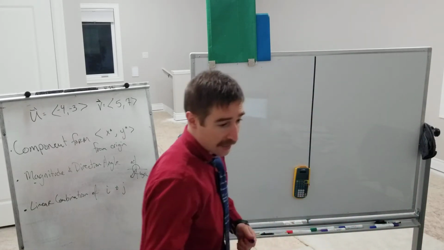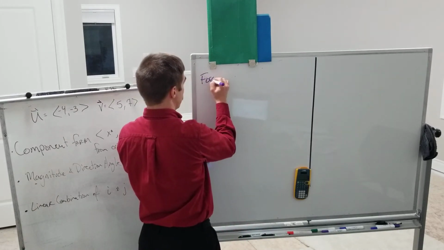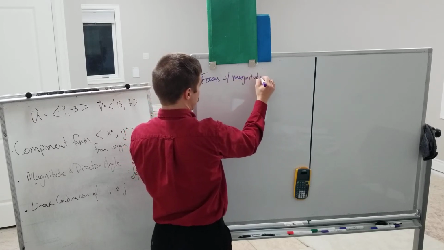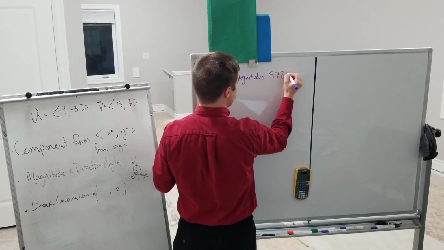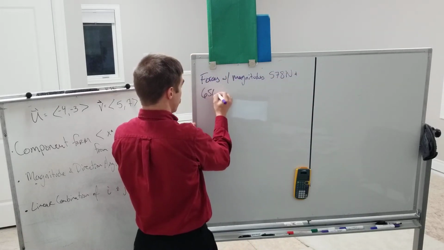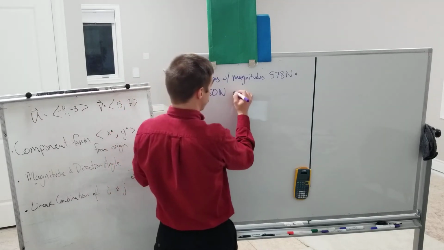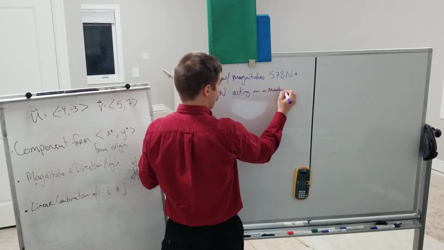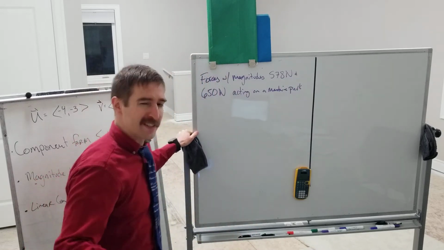All right, we have two forces with magnitudes of 578 newtons and 650 newtons acting on a machine part. Yes, this is kind of a physics problem, but it's like physics light.